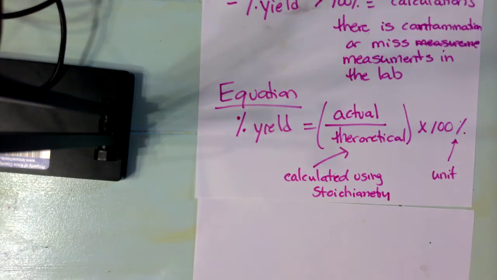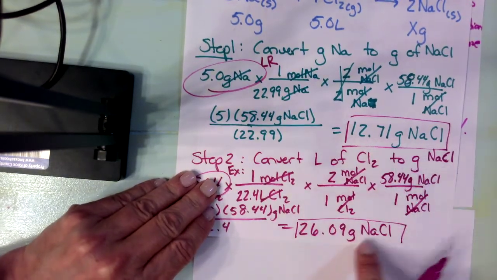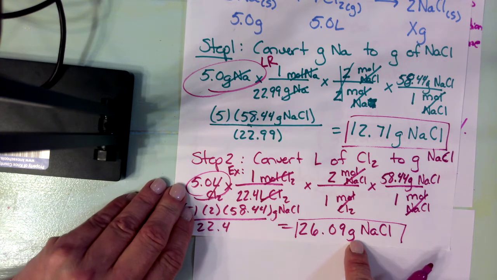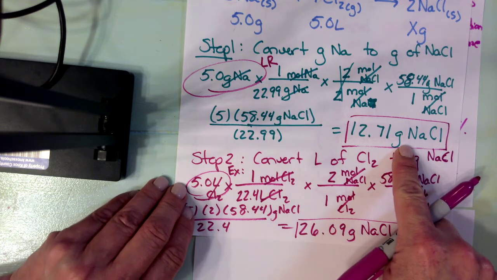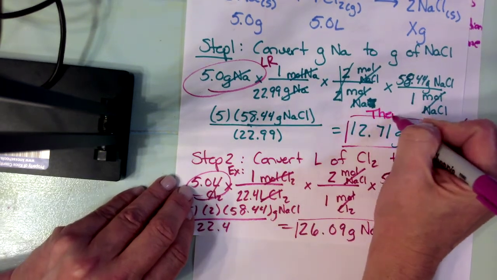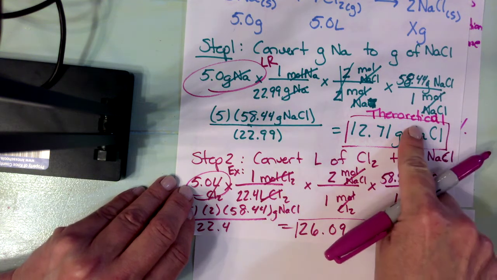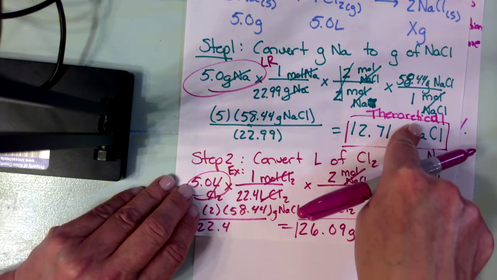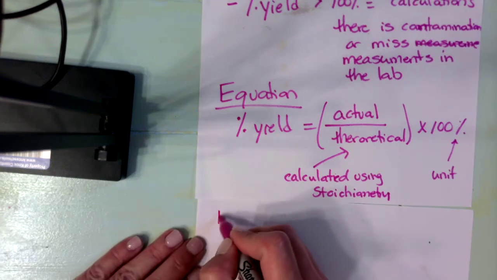So going back to our original problem, we had determined that we received either 12.71 grams of NaCl or 26.09 grams of NaCl. Since we ran out of sodium first, this is the maximum amount of product. This is what we know as our theoretical. This is because this is what we actually calculated in our paperwork and not what we actually performed in the lab.